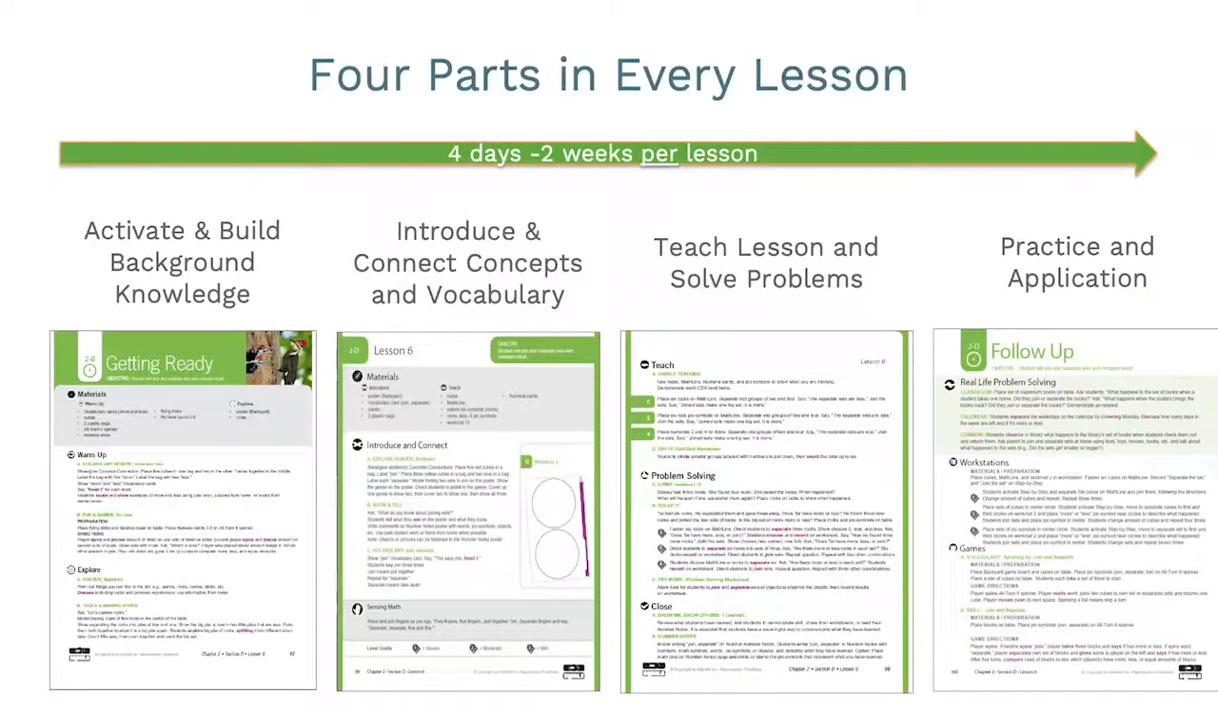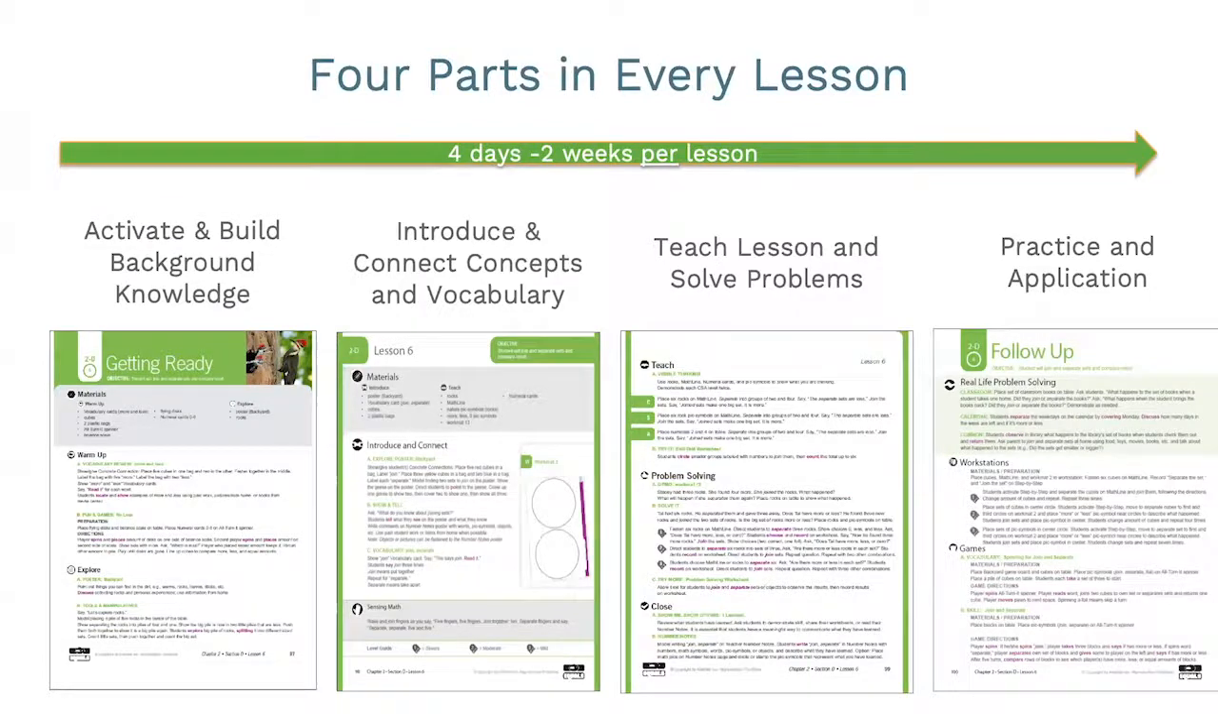Every lesson is made of 4 pages. While the pacing of every lesson will depend on the individual classroom experience, one lesson will take anywhere from 4 to 14 days to complete. Again, that will vary with each group of students.